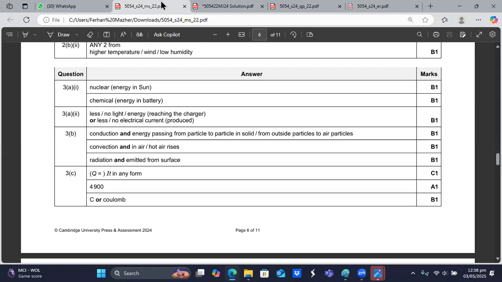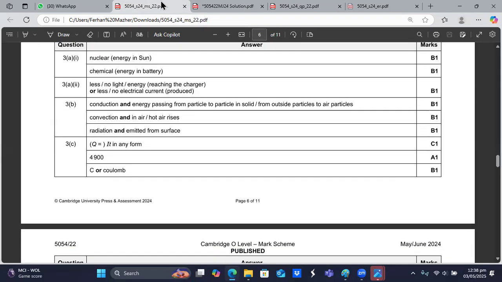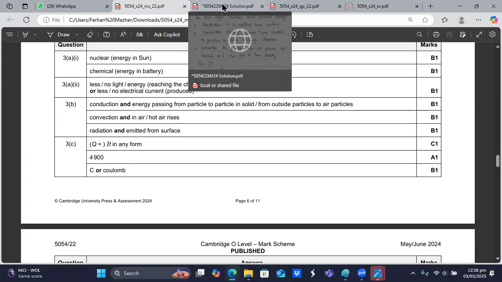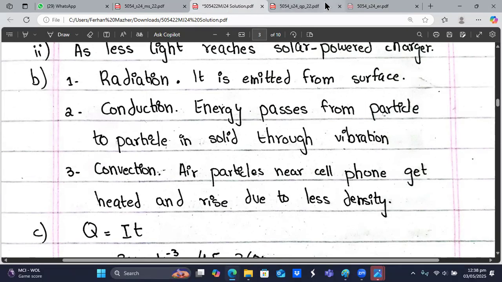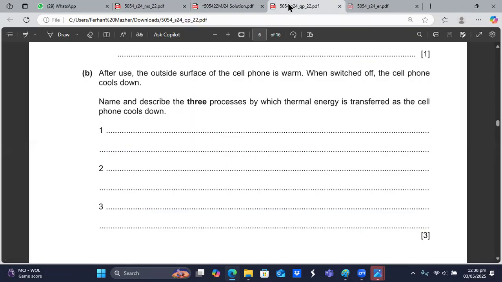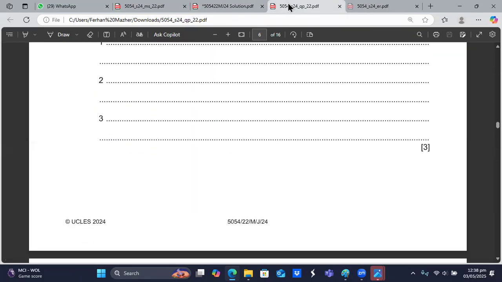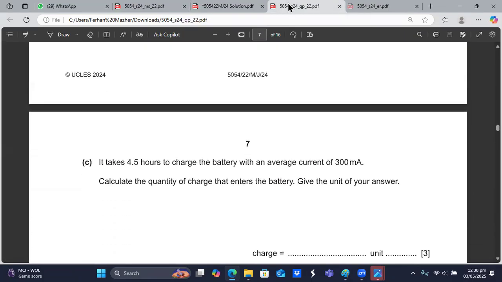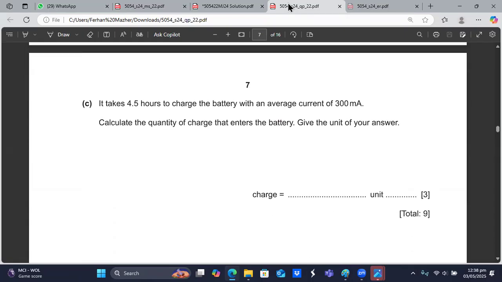So let's have a look at the marking scheme. It says write conduction, convection, and radiation, and you have to write these few lines. The marking scheme is showing up in front of your screen, and you can pause the video and take your time with this one. This is what the IMA has written. I have also tried to explain it to you. Okay, so now we are on question number 3, and it's part C.